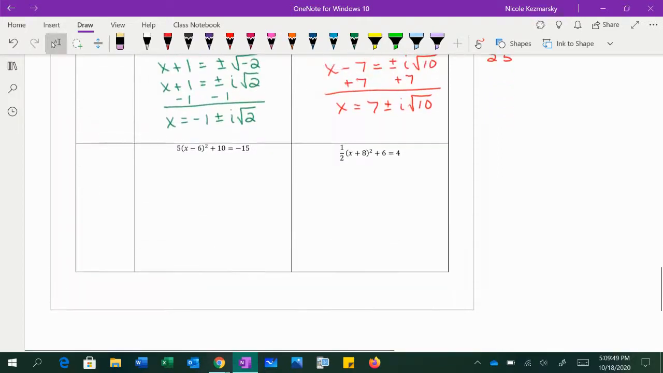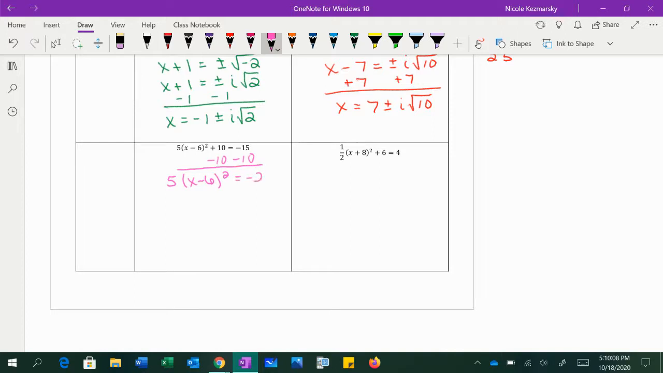Last two examples. We've got a little bit of everything and a fraction at the end. So I'm going to subtract the 10 first because addition and subtraction moves first. That's going to give me 5 times x minus 6 squared equals -25. Then I'm going to divide by the 5 that's outside and get x minus 6 squared equals -5.